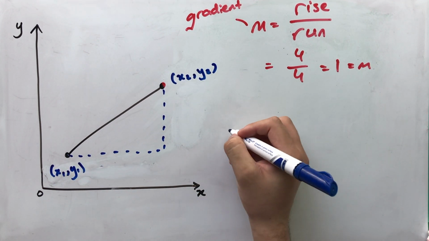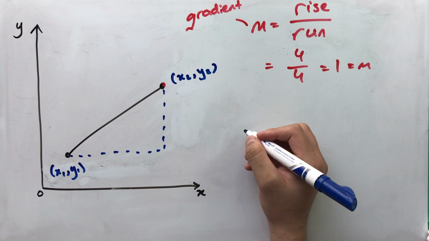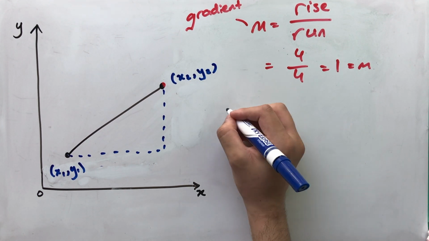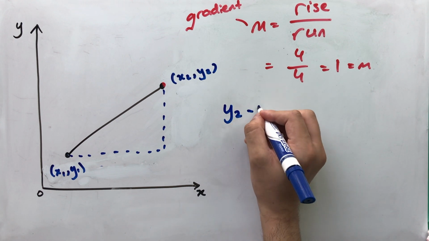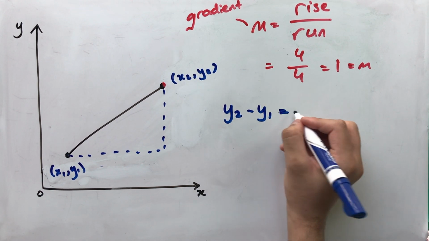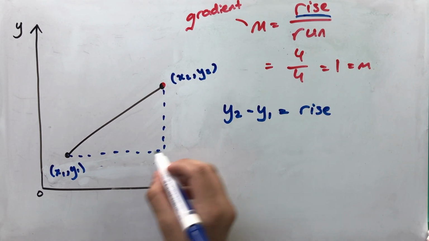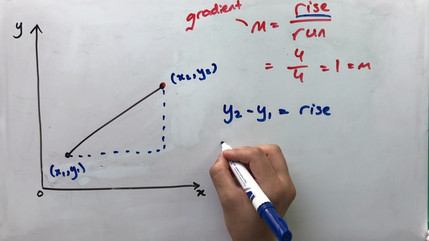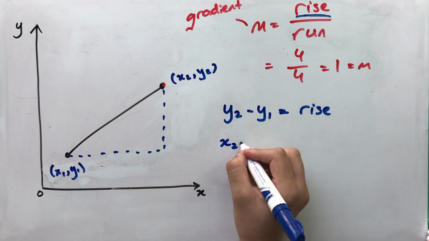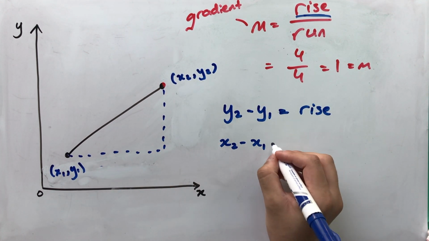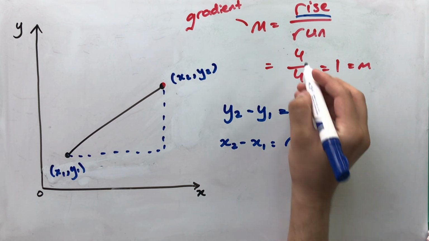In this situation, we still have to find the rise over run, right? So to find the rise, we'll do y2 minus y1, right? This is the rise element from here. Now to find the run, we have to find x2 minus x1, right? This minus this. This will give us run, which is here.